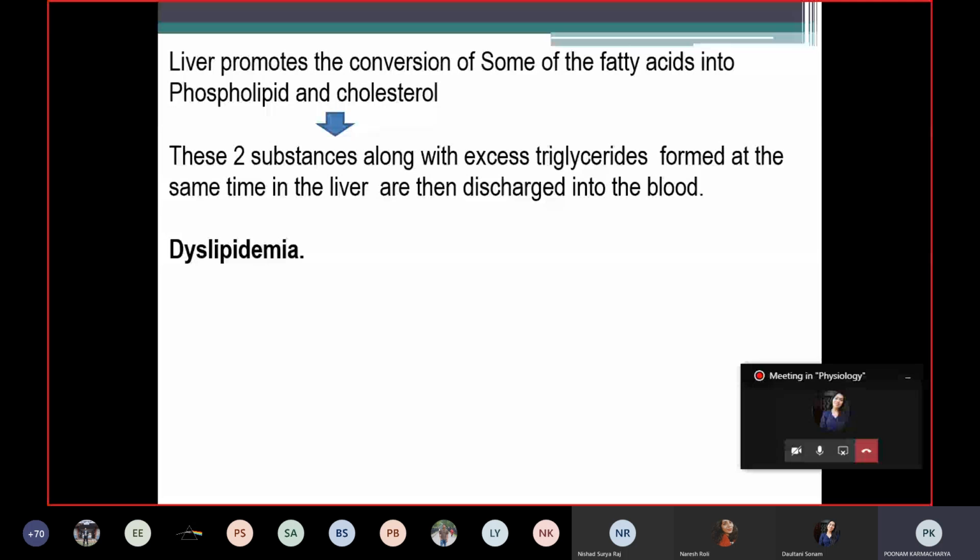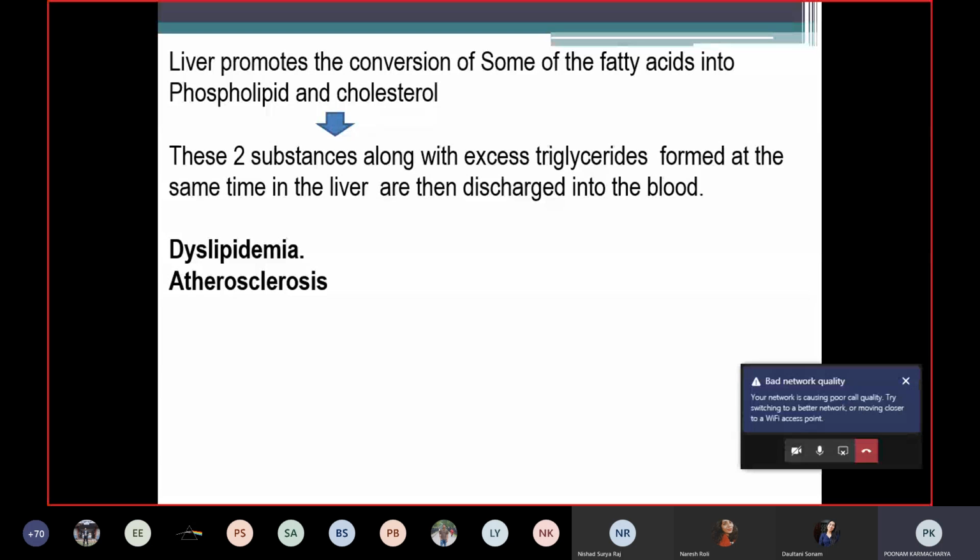Now these large triglycerides will be broken down or digested efficiently and release low density lipoproteins. Now these low density lipoproteins are atherogenic. That means they will induce atherosclerosis. So that is how in insulin deficiency, patients are more prone to atherosclerosis because of increased fat breakdown or increased triglyceride breakdown, leading to formation of fatty acid. Fatty acid gets converted into phospholipid and cholesterol, and this phospholipid, cholesterol and triglyceride will be discharged into the blood.